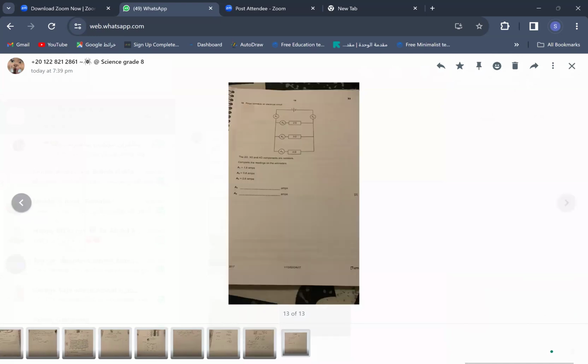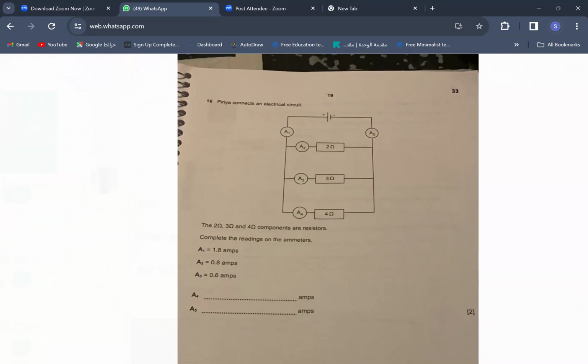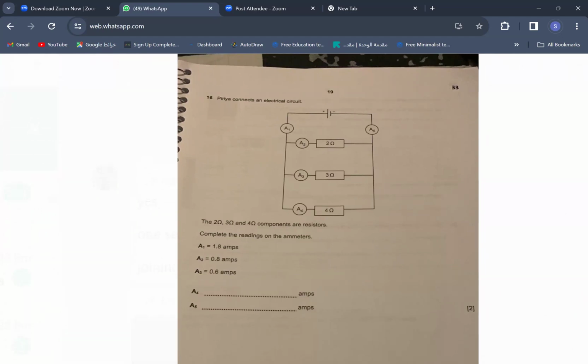You have to read the next one, Miss. What? You have to read the next one. I'm reading a lot, by the way.